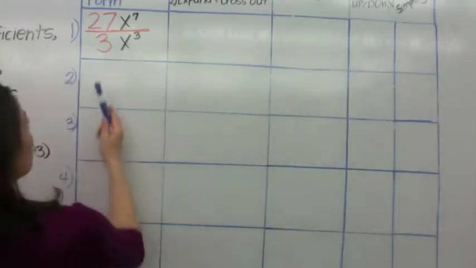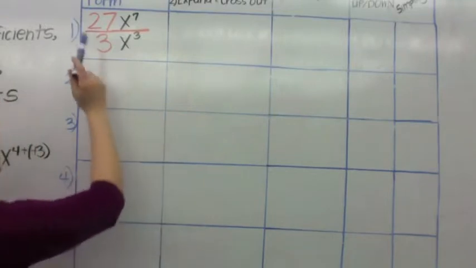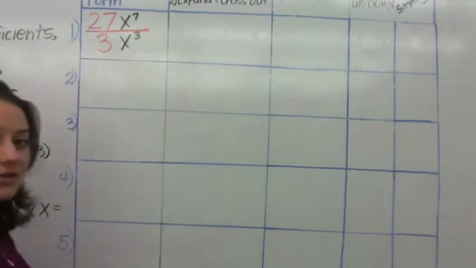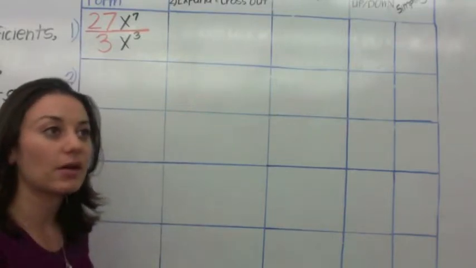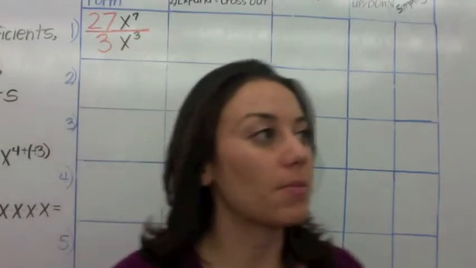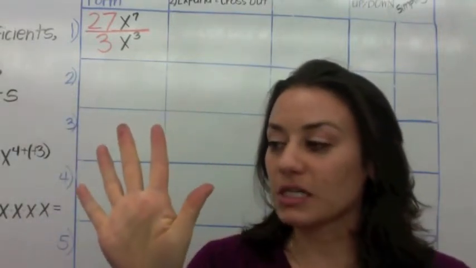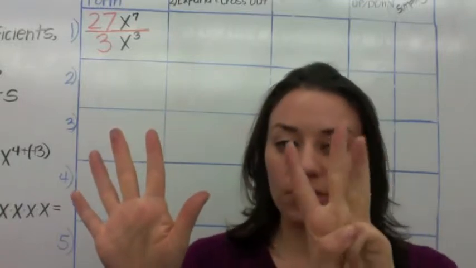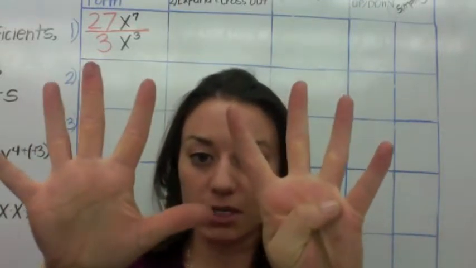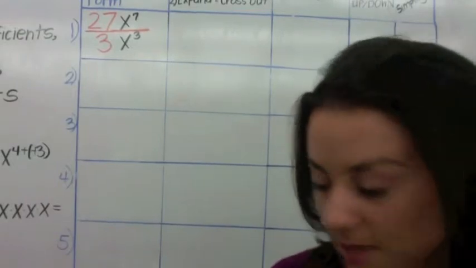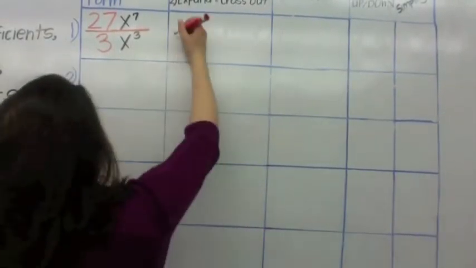Okay, so first we say, all right, divide the coefficients. What is 27 divided by 3? I will wait for this answer. What is 27 divided by 3? You got to skip count by 3. Go ahead and skip count 3 by 3 with me. Say 3, 6, 9, 12, 15, 18, 21, 24, 27. What's the answer? The answer is 9. Okay? So you're going to get 9.